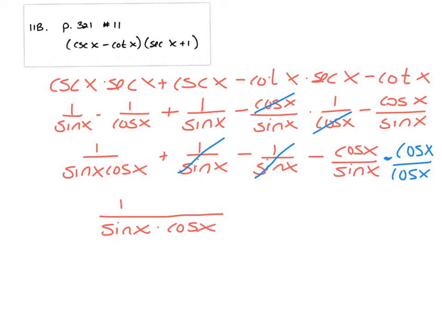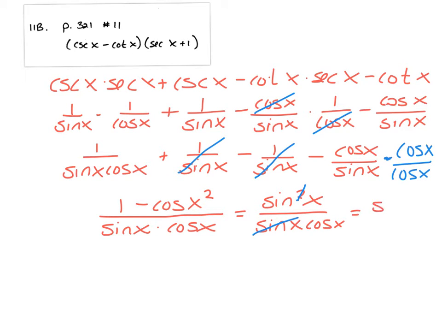And so it's going to be 1 minus cosine of x squared. Well, 1 minus cosine of x squared, that's going to be a Pythagorean identity, and that's going to simplify to be sine squared of x over sine of x cosine of x. So what I'm noticing now is that I have a sine of x in the numerator and denominator that I can cancel.